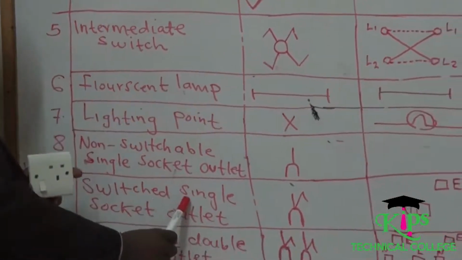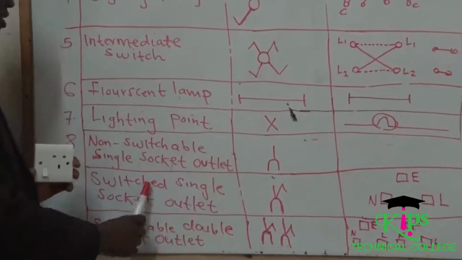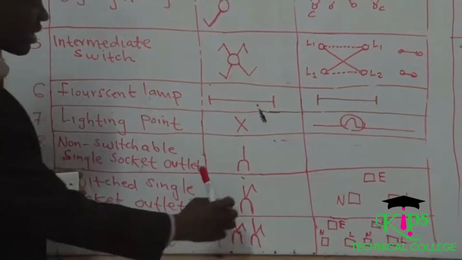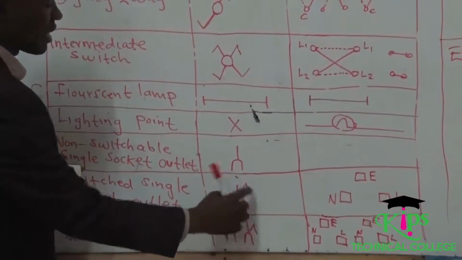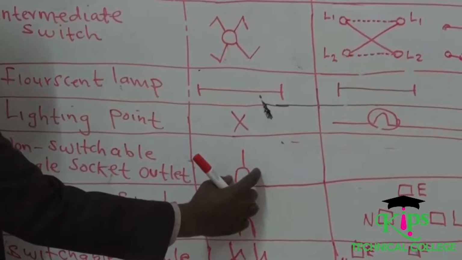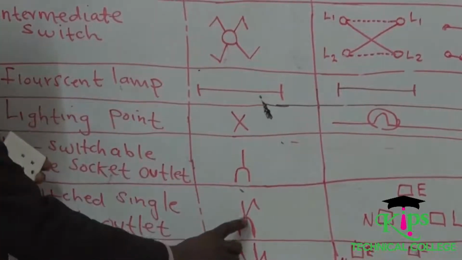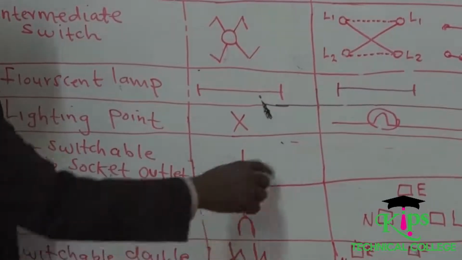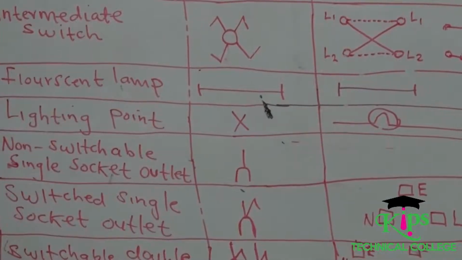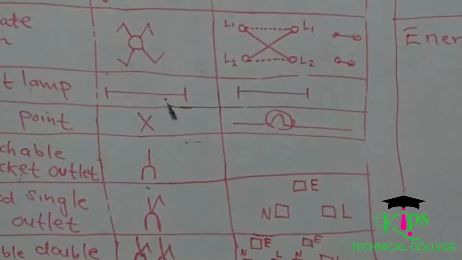This is called switchable single socket outlet. This symbol represents a switch. The whole of this represents a socket. But if you want to say it is switchable, then you need to introduce this sign to show that it is actually switchable. And this is the circuit diagram for that matter.